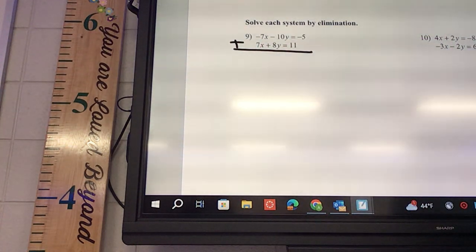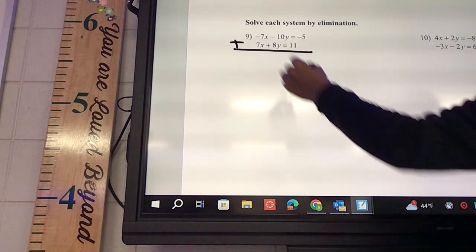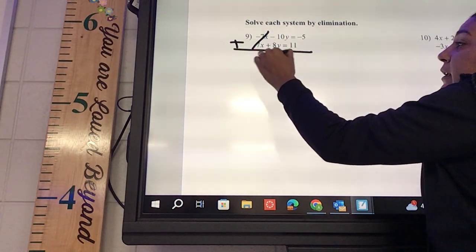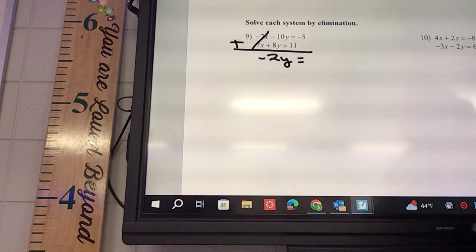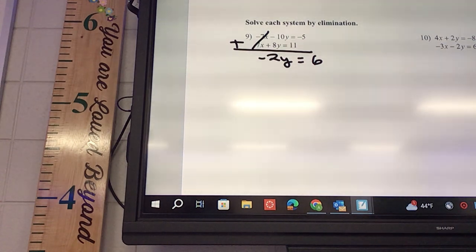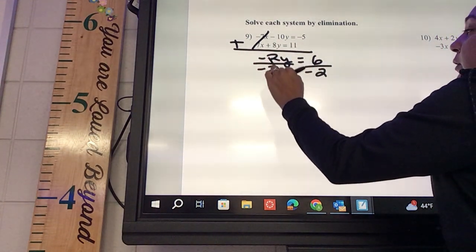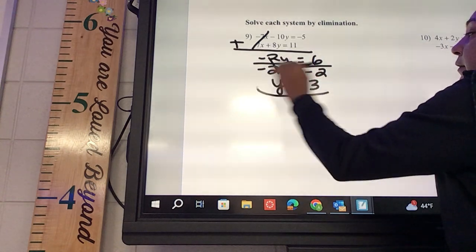Okay, and what's gonna get eliminated? The x's, okay? The x is -7 plus 7 is 0. Okay, -10 plus 8 is gonna be -2y, negative 5 plus 11 is gonna be 6. Okay, and then if we're looking at this, what needs done? Divide by negative 2 on both sides. Okay, so we get y equals negative 3.